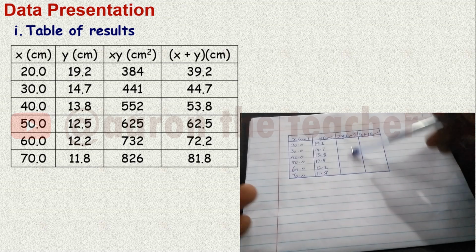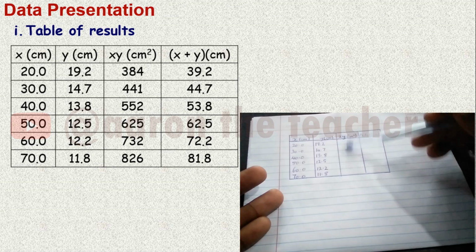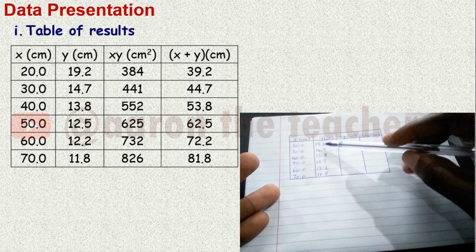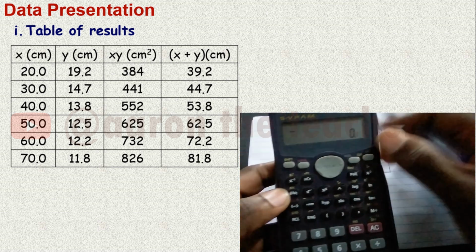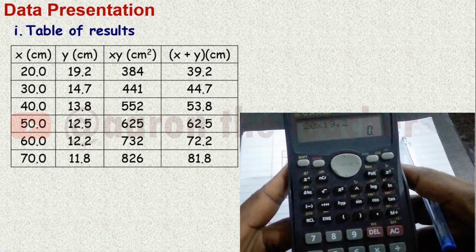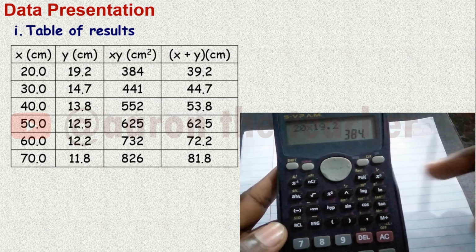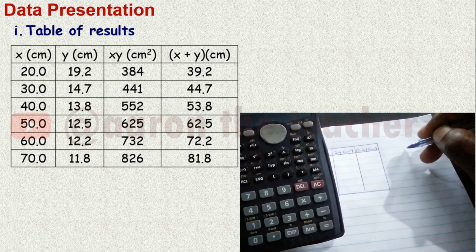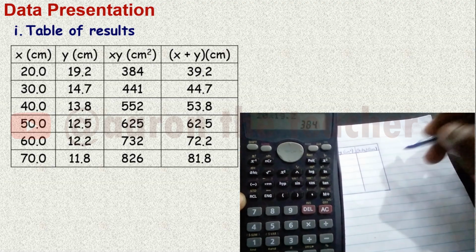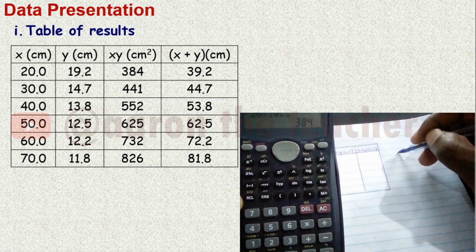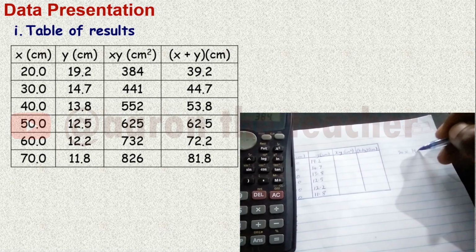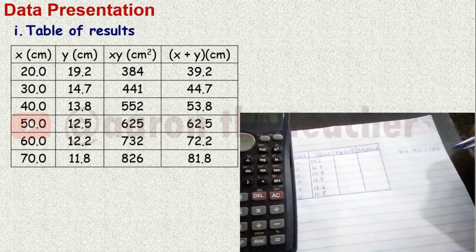Now we are moving on to generate our column x times y, which is the product. The first row, I'm having 20 times 19.2. If I multiply it through here, you get 384. Now let me first record this aside, and then I'm going to guide. We use the biggest product. If I multiply 20 times 19.2, it is giving me 384.